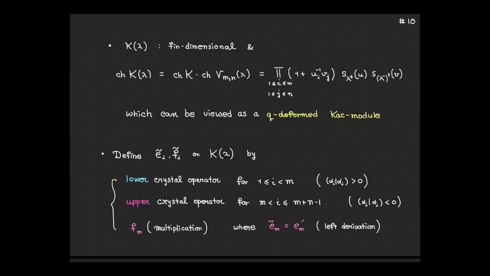And for the other, isotropic simple root, we define the operator to be just the left multiplication. But for the inverse operator, e_m tilde, we use the q-derivation. It's not equal to the case of the polynomial representation.